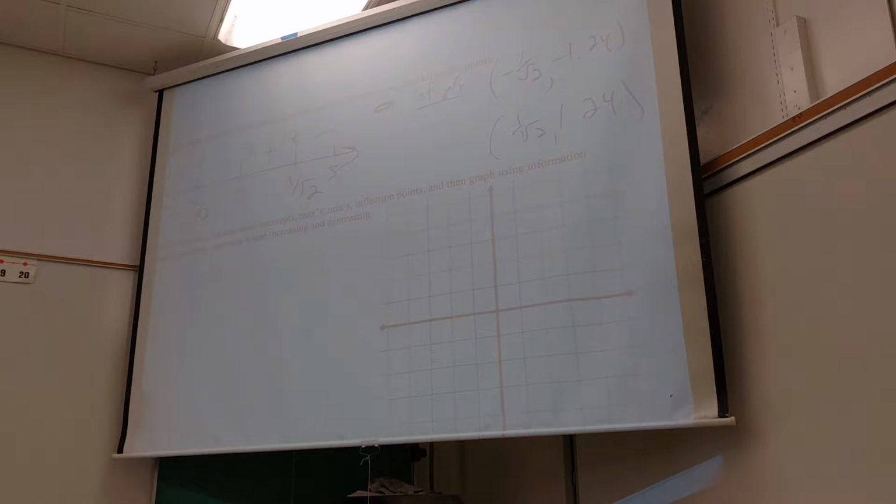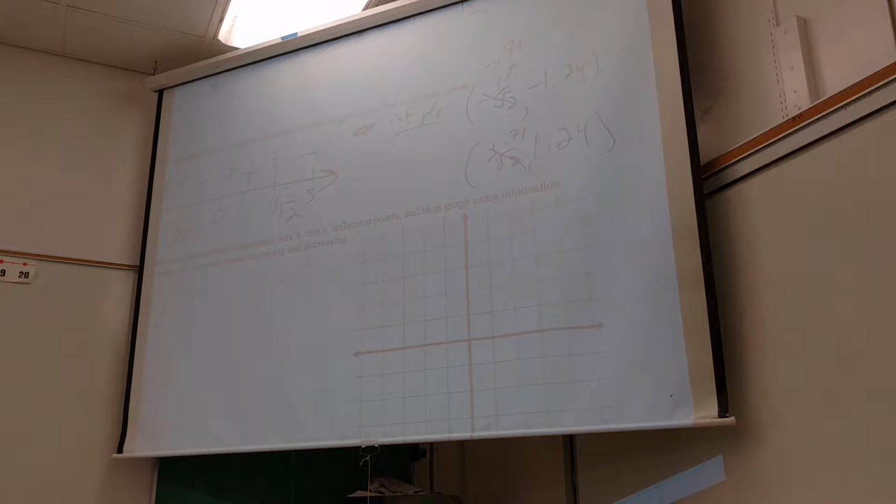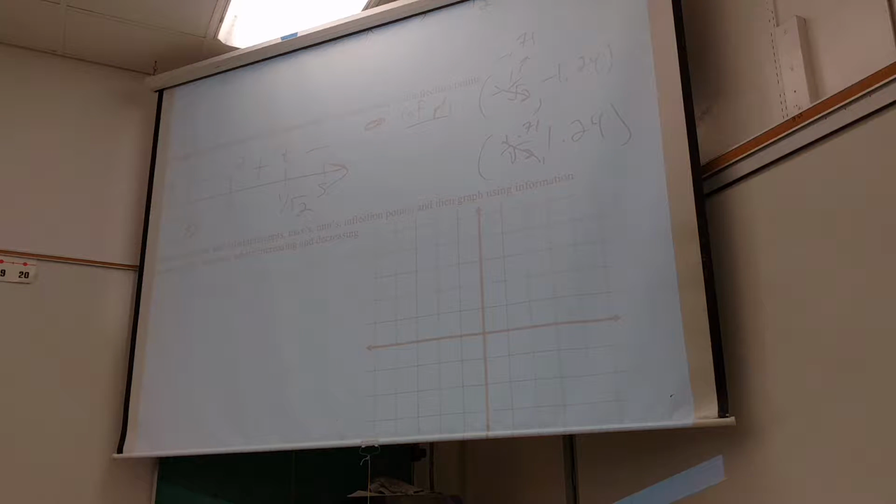Question: does it matter if we leave it as -1 over root 2? Yeah, for the purposes of graphing. What is -1 over rad 2? It's -0.71 roughly, and this is positive 0.71.